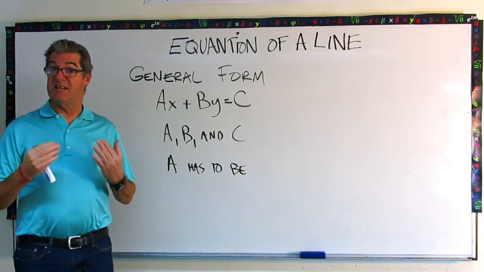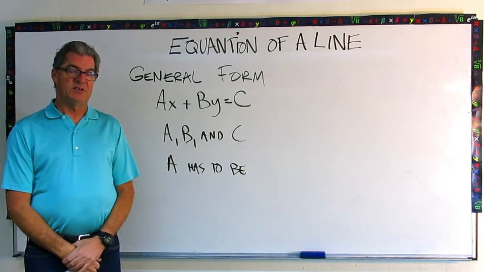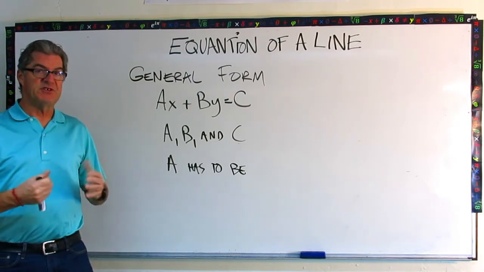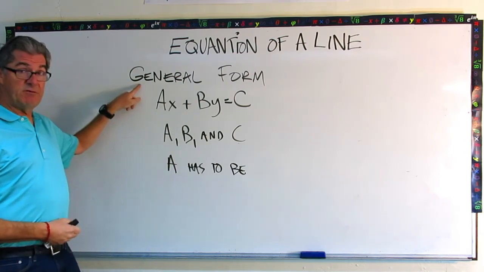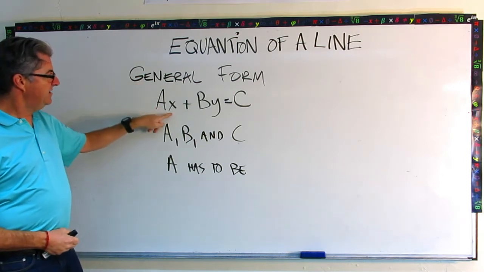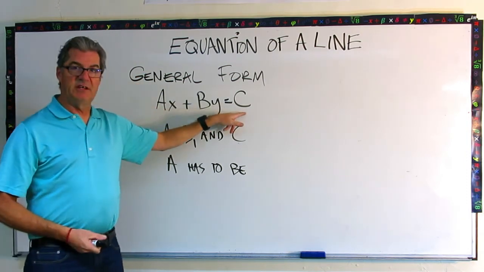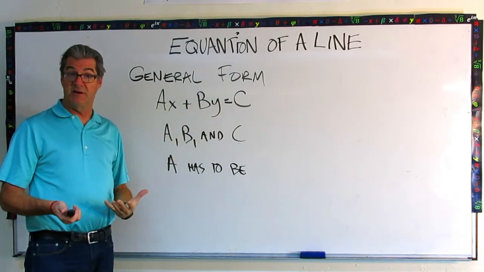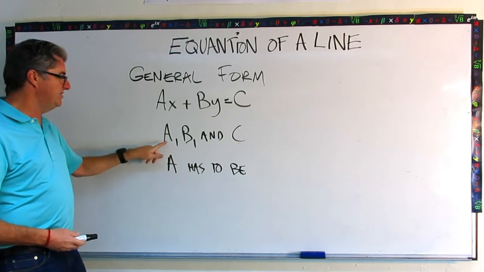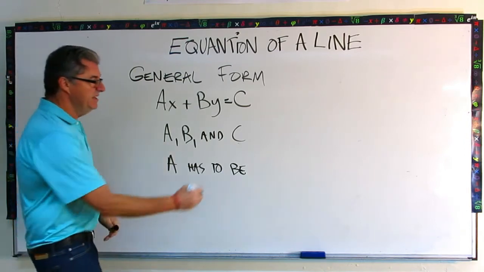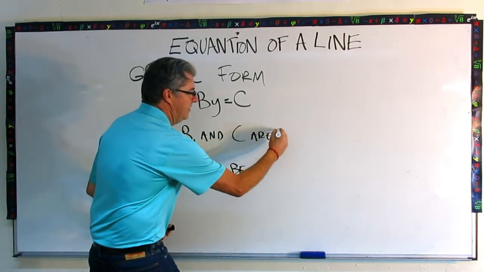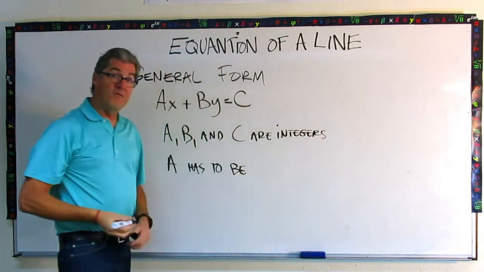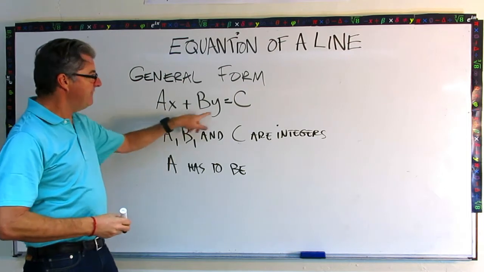Okay, let's look at a second form for a line equation. This one is a little less useful, comes into play a little later in the chapter, but we're introducing it right now. This one is called general form, and it's ax plus by equals c. And notice how I've drawn these a, b's, and c's in uppercase capital letters. That's important because that indicates to you that a, b, and c are integers. So that means no fractions. A, b, and c have to be integers.